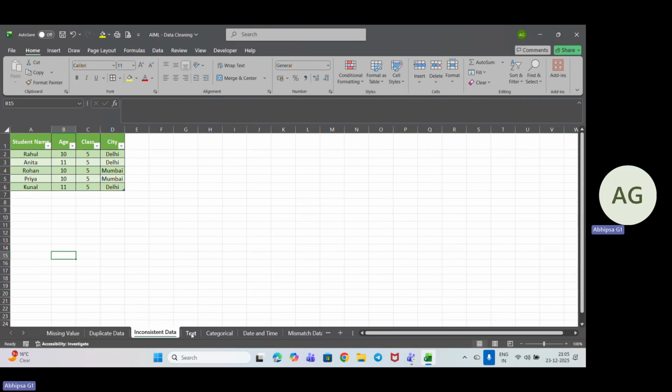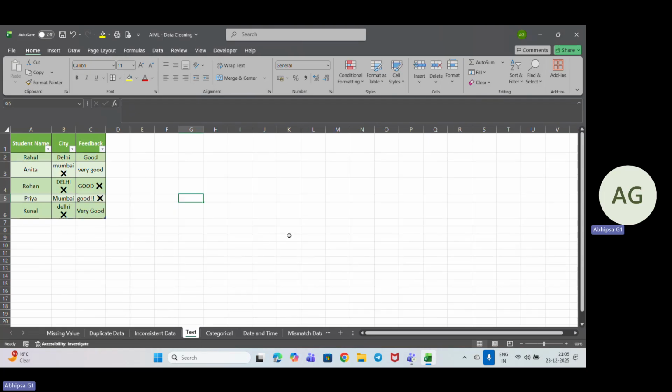Okay, coming down to text. Text data is basically where we have the names, the reviews, the cities, the feedback basically. This data actually means words, not numbers. So anything that comes in as numbers would be an issue.